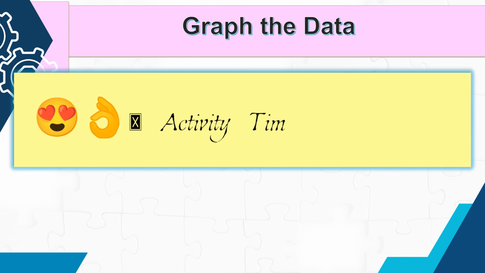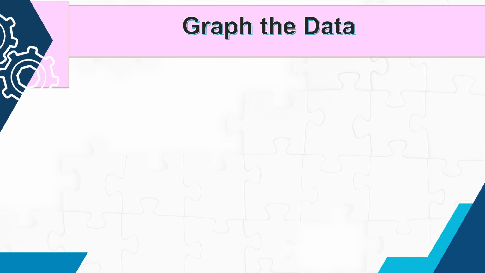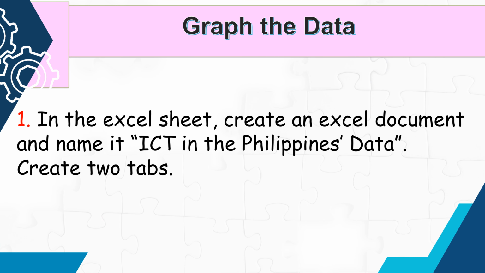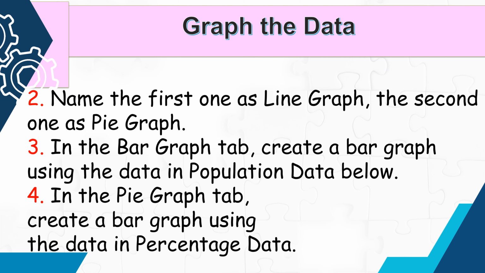Graph the data. So for your activity, graph the data. In number one, in Excel, create an Excel document and name it ICT in the Philippines data. Create two tabs. For your number two, name the first one as line graph, the second one as pie graph. Number 3, in the bar graph tab, create a bar graph using the population data below. Number 4, in the pie graph tab, create a graph using the percentage data.